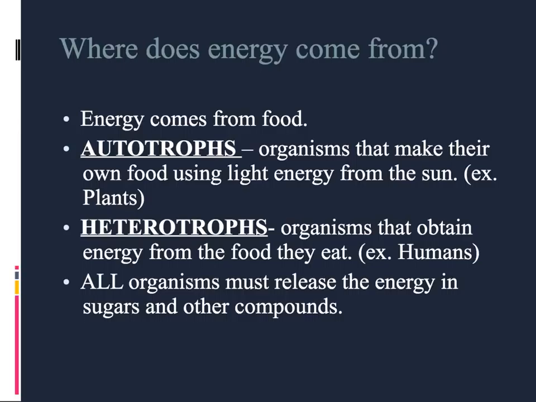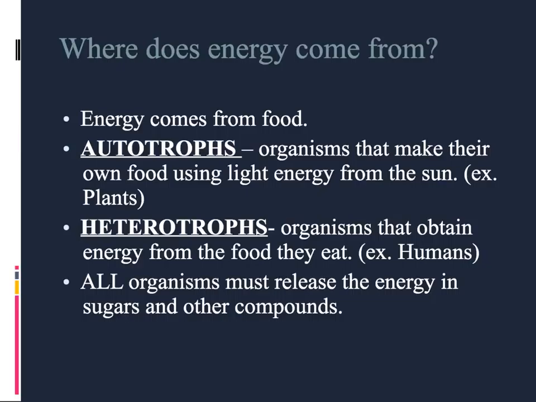Autotrophs are organisms that make their own food using light energy from the sun. For example, plants. Plants need sunlight for survival because the light energy is powering the process of photosynthesis so they can make their own food. On the other hand, heterotrophs are organisms that obtain energy from the food that they eat, like us, for example. We are dependent on other organisms for food, so we need those organisms in order to get our energy.